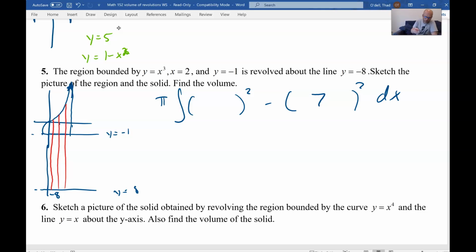So we don't really have to worry about this part here because, again, we just want to know how long this line is. And that red line is always x cubed minus a negative 8. Right?